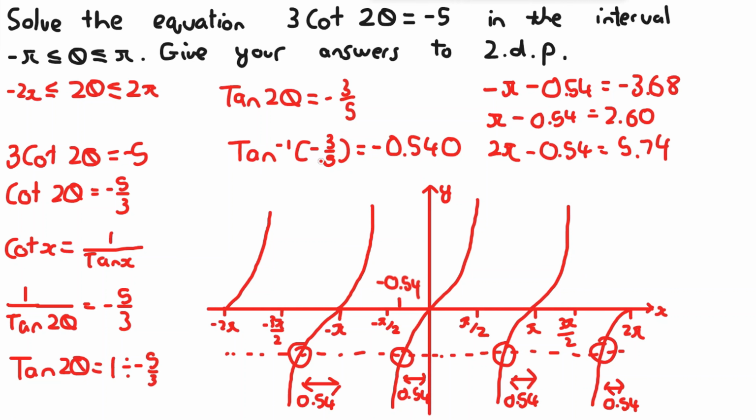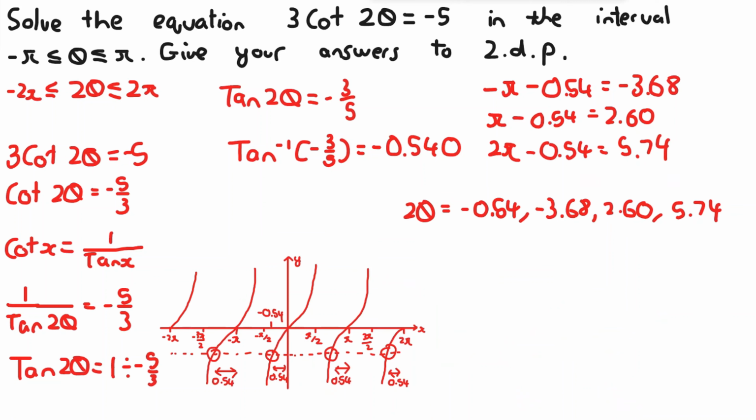5.74. So therefore the solutions in terms of 2 theta are equal to minus 0.54, minus 3.68, 2.60 and 5.74. So these are our solutions, but they're in terms of 2 theta, but we need them in terms of theta. So what we just need to do is divide everything by 2.